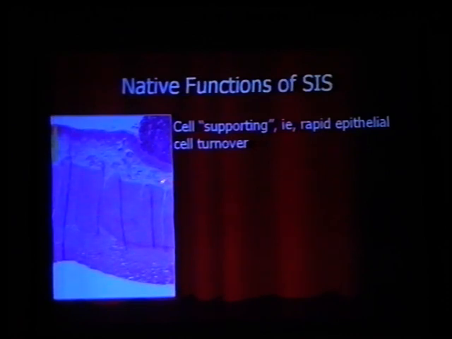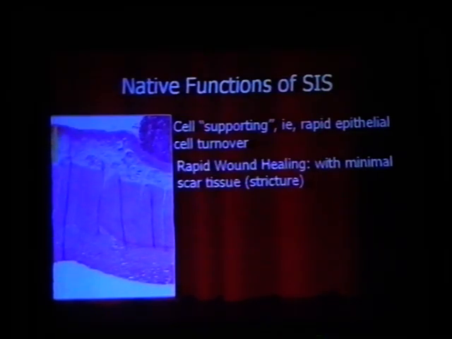So what does this layer, this SIS layer in the yellow here, do in nature? Well, it supports the most rapidly dividing cell population in the body. So every 5 days, the entire intestinal epithelium turns over. So this must be a very good substrate for cell growth to support that sort of a cell turnover. In addition, it has to heal very rapidly. If we don't heal our intestines very rapidly, we die. You get injury to your intestines, it better seal up quickly, otherwise things are going to leak out or it's going to break open into a wound and we die.